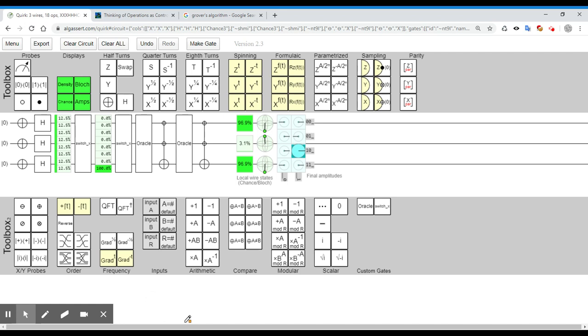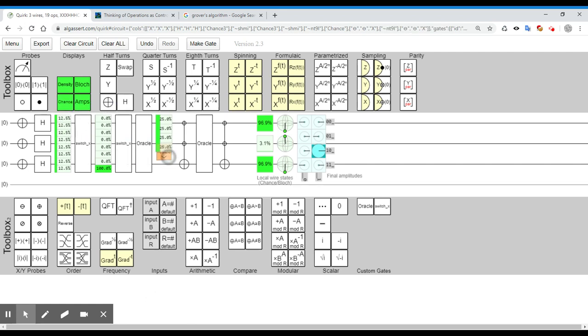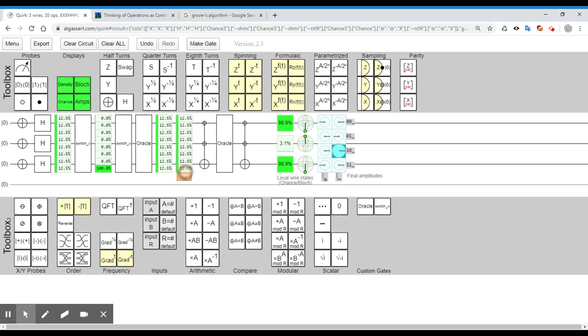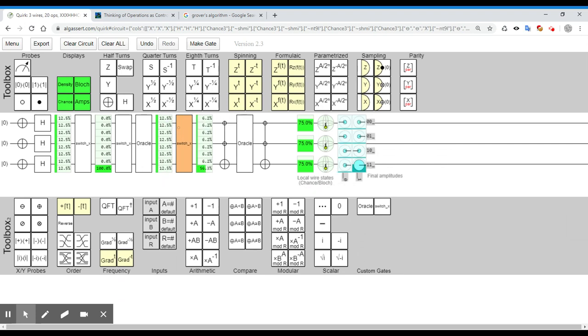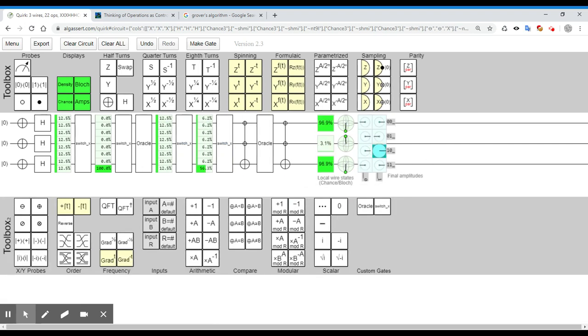Now, what happens when we apply the oracle? Now I'll take a look at after we apply the oracle. So we're going to put another chance display, another chance display. So I'm going to do this. Okay, now let's bring some clarity here.